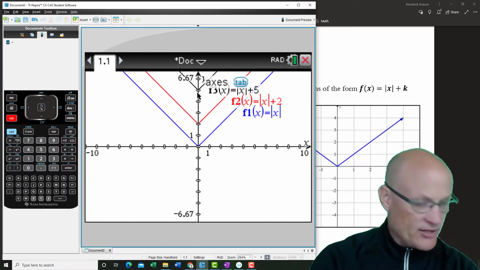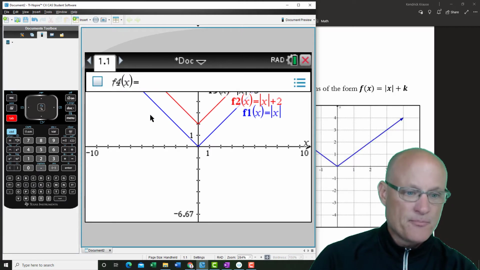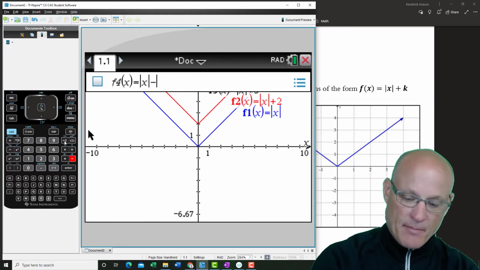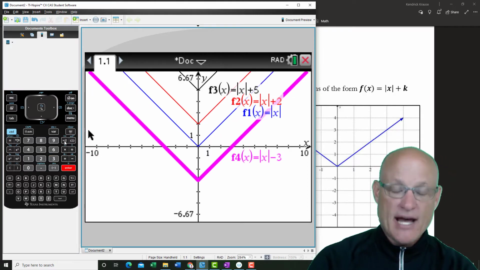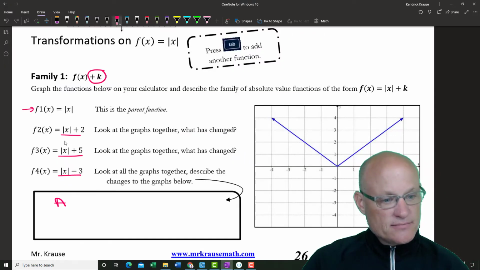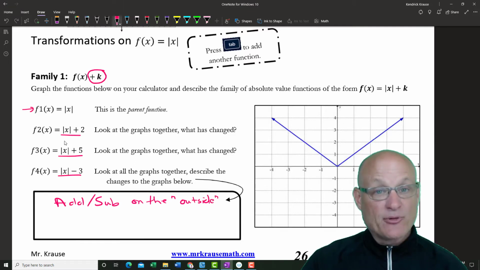And we're going to do one more. I think this one is -3. So Tab. Absolute value of X, and then -3. And I think you all can envision that this is going to shift down 3. So when I add or subtract on the outside, in other words, outside of the absolute value, it is a vertical shift.